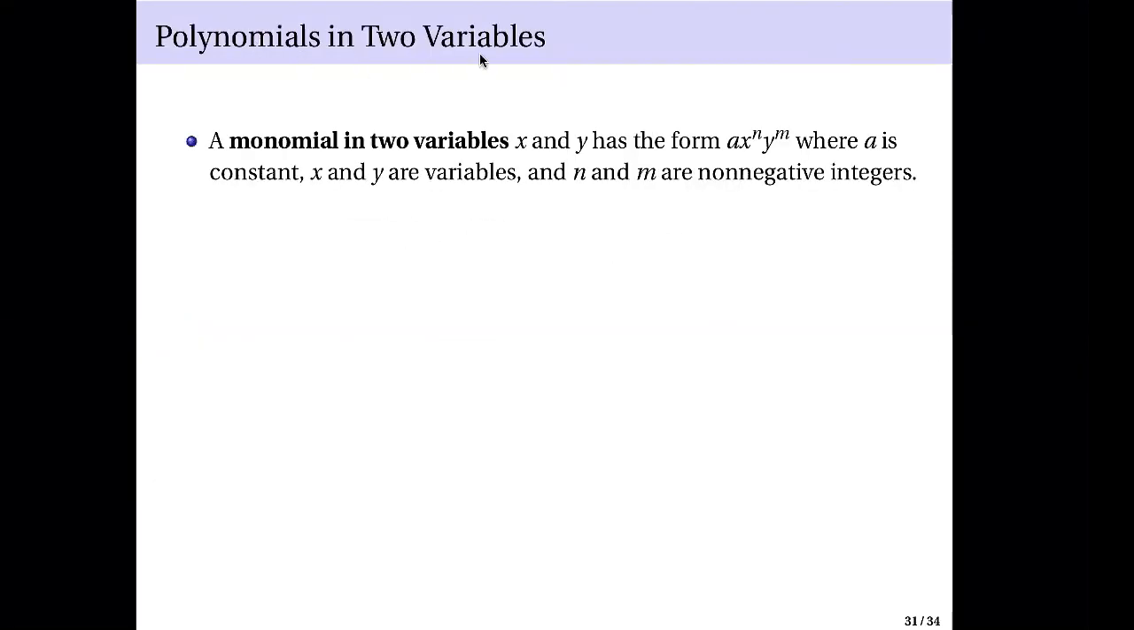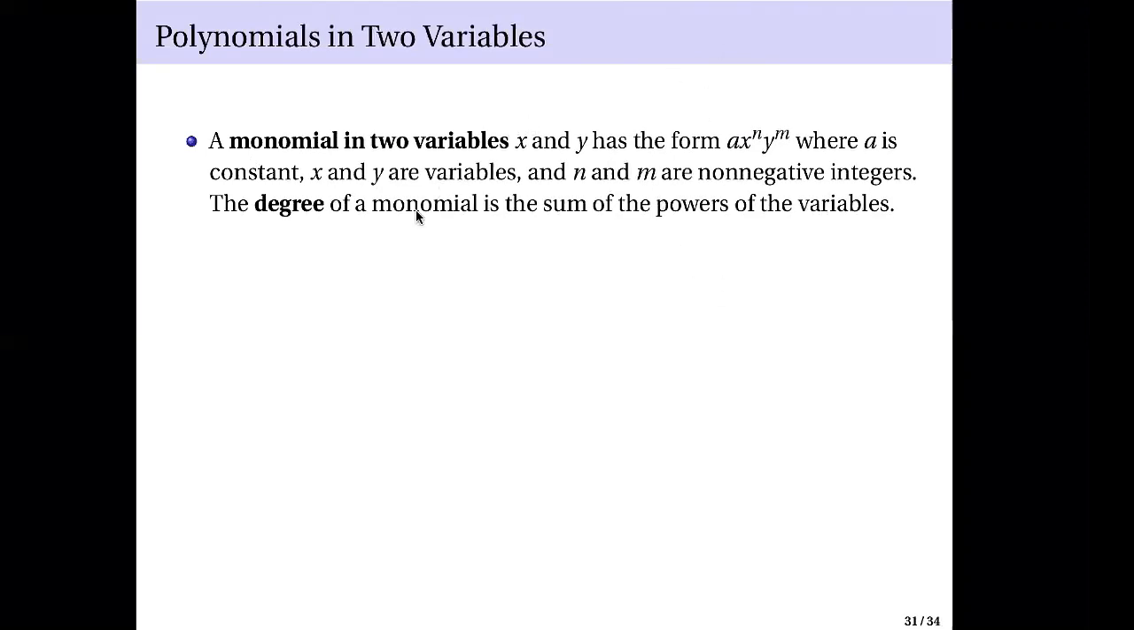So polynomials in two variables. A monomial in two variables, x and y, has the form a x to the n, y to the m, where a is a constant, x and y are variables, and n and m are non-negative integers.